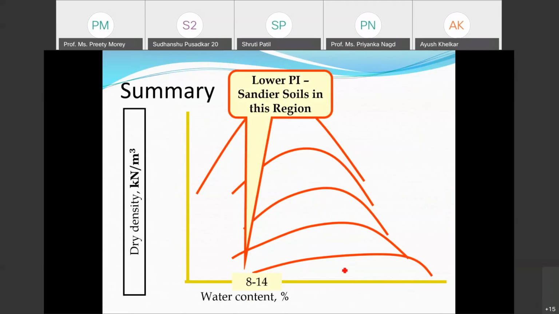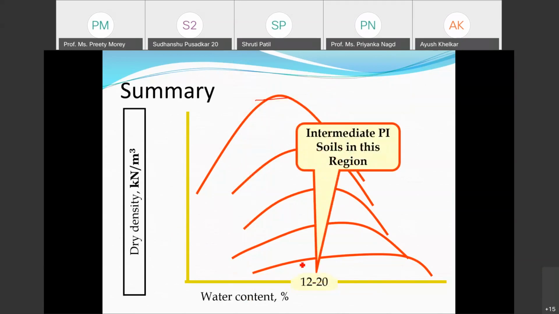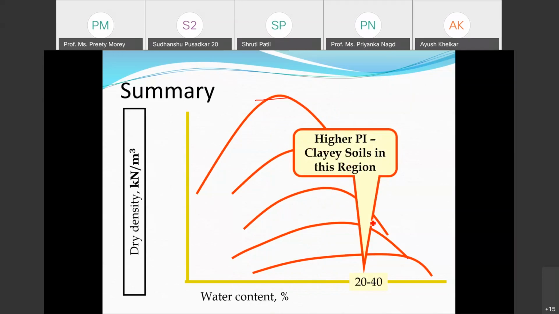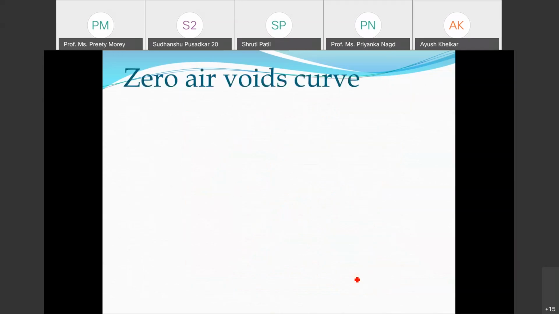So 8 to 14 percent is the OMC for low plasticity index soil or sandier soil. 12 to 20 is for intermediate soil. And for clay soil, 20 to 40 is your OMC value. Depending on the type of soil, we get different OMC and MDD. And you should understand that sandy soil or coarse grained soil will have a higher density and lower OMC, whereas clay and silty soil will have lower MDD and higher OMC values.